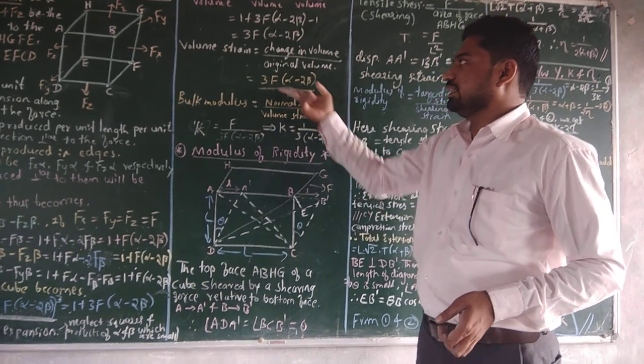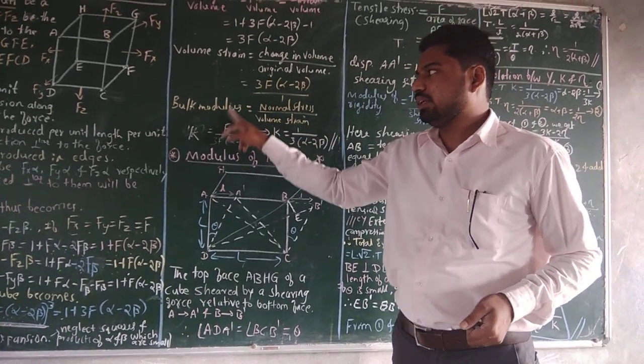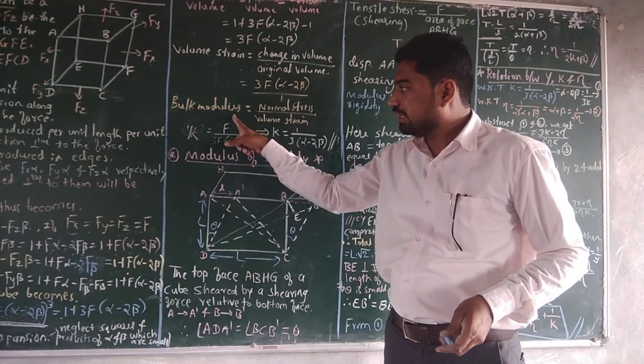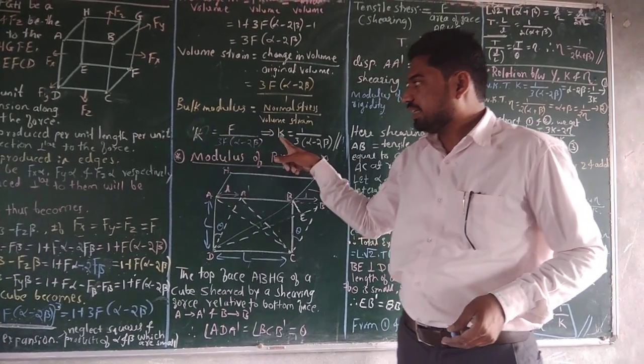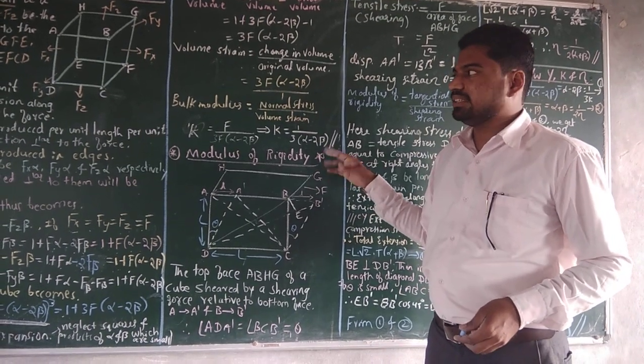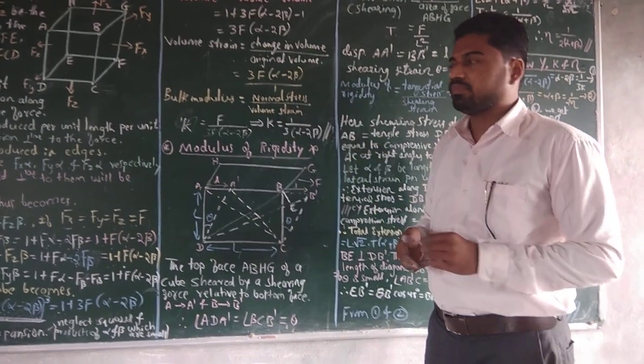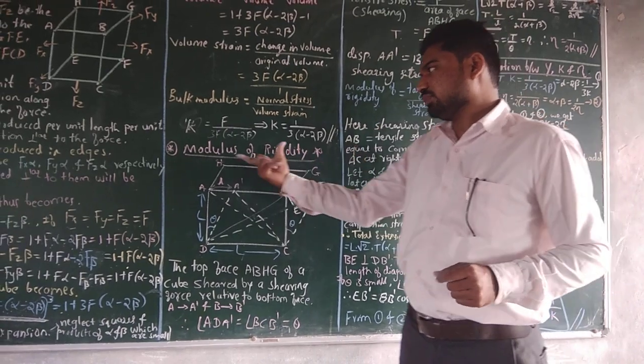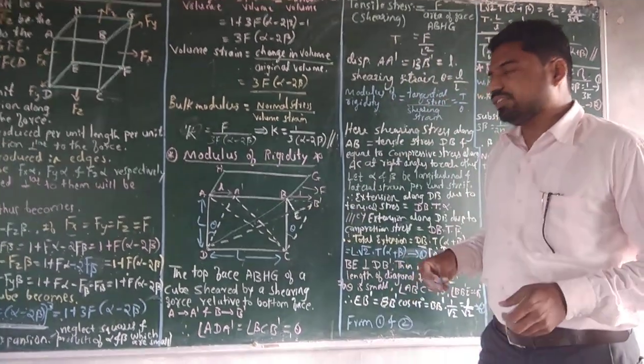Volume strain is 3 alpha minus 2 beta, and bulk modulus is denoted by K. Here F is cancelled. The remaining term is K equal to 1 divided by 3 alpha minus 2 beta. This is the bulk modulus. Okay. Next, here you have to study the modulus of rigidity.